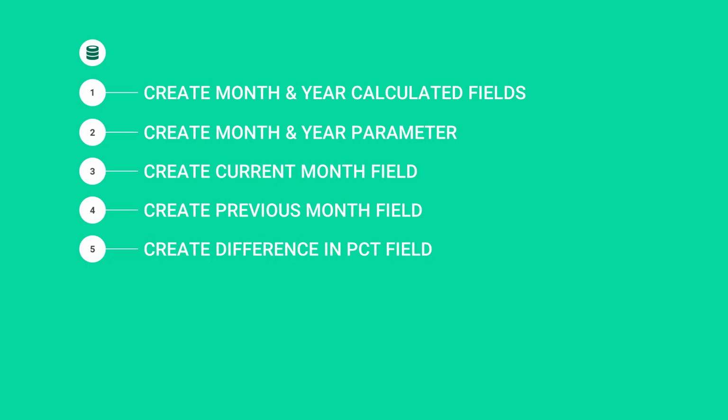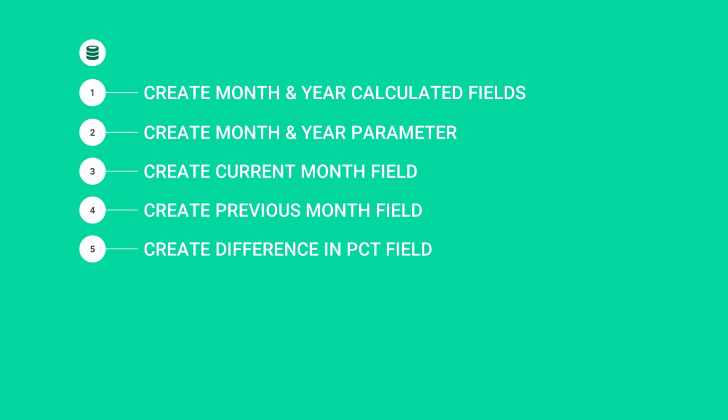In the second step, we create parameters based on those fields. A parameter is basically something the user can select, and we will offer the user a drop-down field where he or she can select the year and the month from this parameter. In the third step, we will create a calculated field for the current month, which displays the number of incidents for the currently selected month.